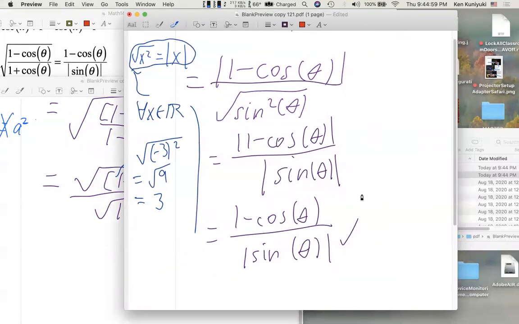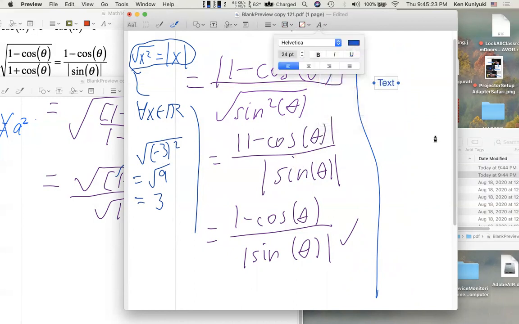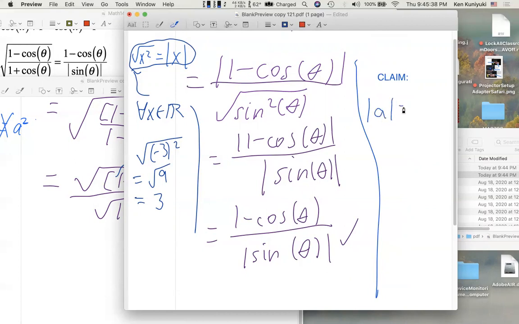Although it would be helpful to make a comment here, right? Why is it okay for us to remove absolute value? All right, so here's my claim. It's kind of a side claim. I claim that the absolute value of A is itself, provided that it's non-negative, right? You agree that the absolute value of something guaranteed to be non-negative is going to equal itself, all right? Again, if A is non-negative in value.